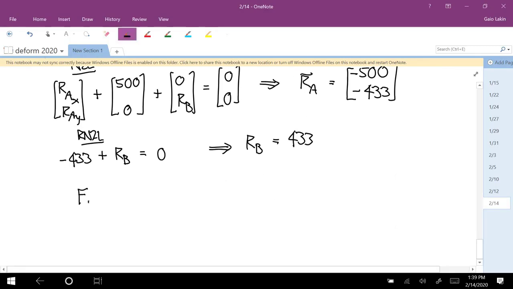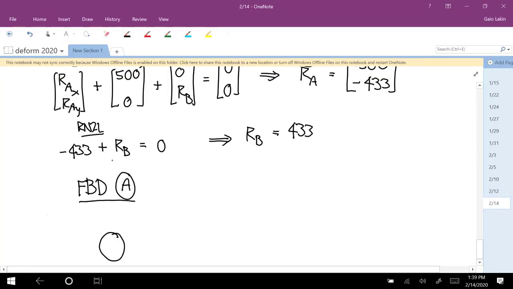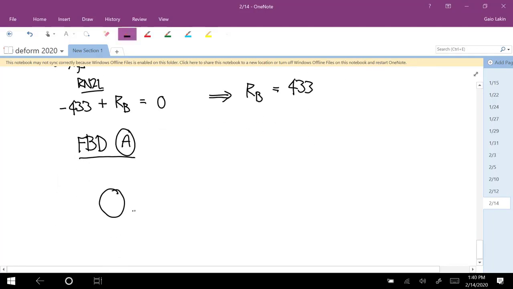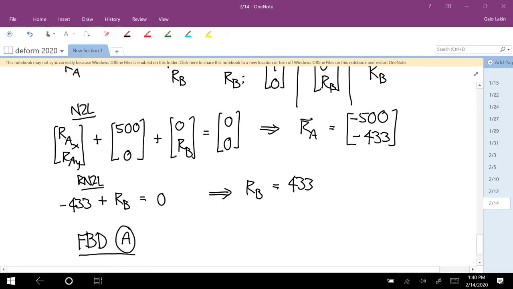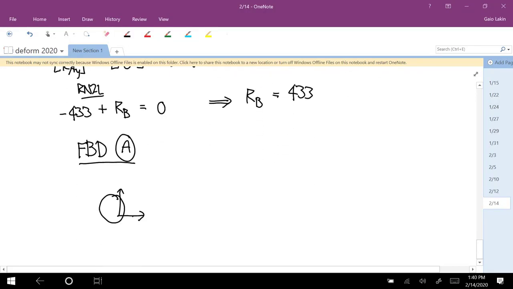So okay, let me draw a free body diagram of A. Okay, so there's the pin, a big blown up picture of the pin. And we have a force vector here that I'm going to draw like this. And the components are negative 500, negative 433.